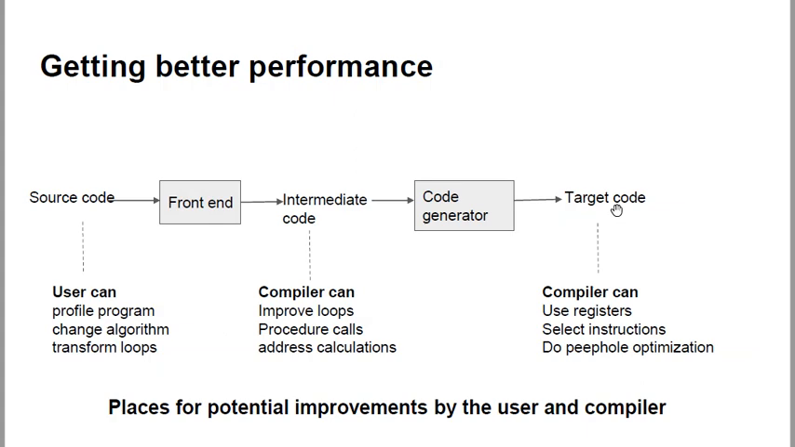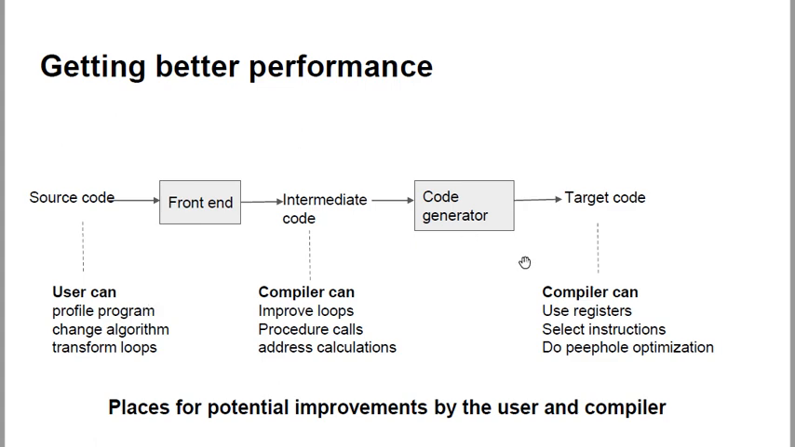In order to get better performance, we can make some potential improvements at the user and the compiler end. The user can improve the profile program, change the algorithm, or transform the loops. In the case of source code, when the user writes the source code, the user can change the algorithm or transform the loops in order to optimize the source code. In the front end, this kind of change can be done in order to get better performance in our target generation.